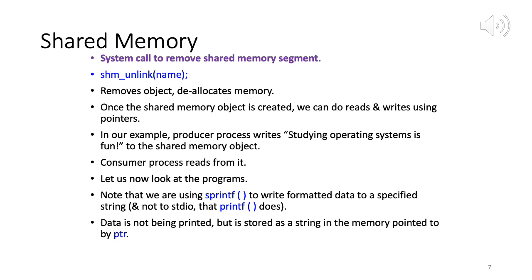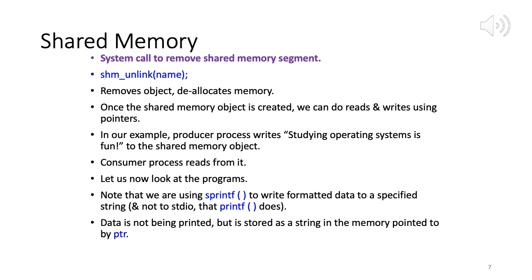So a couple of statements now about the program which we are just about to discuss. Now that we have looked at the system calls, once the shared memory object is created, we can do reads and writes using pointers. So accessing a piece of memory using pointers, right? In our example, we'll have two separate C programs. One is called a producer, one is called a consumer.